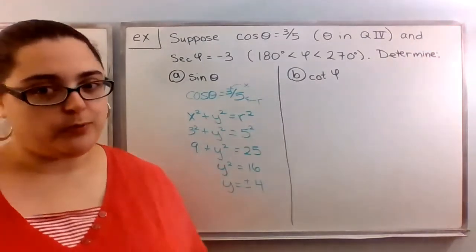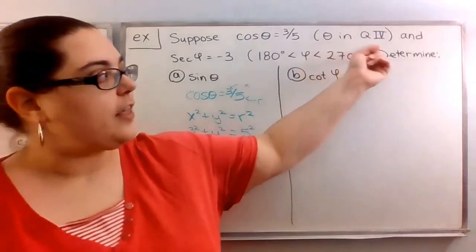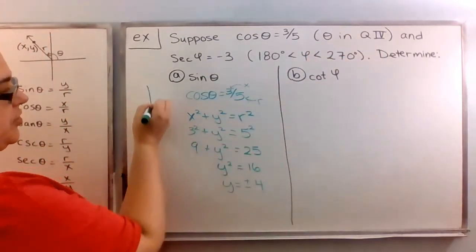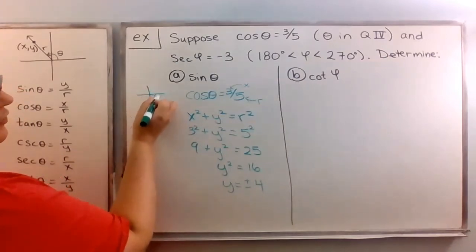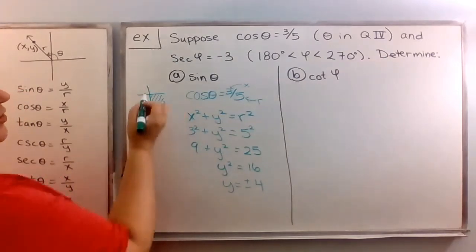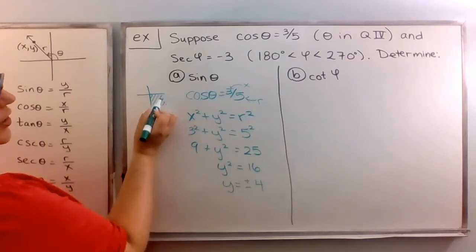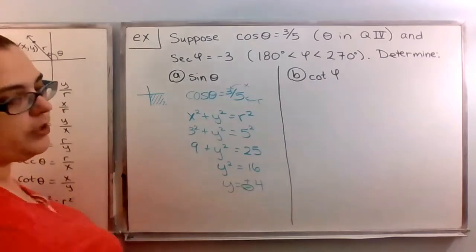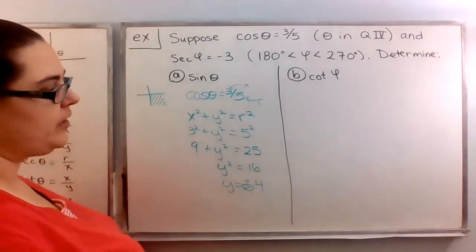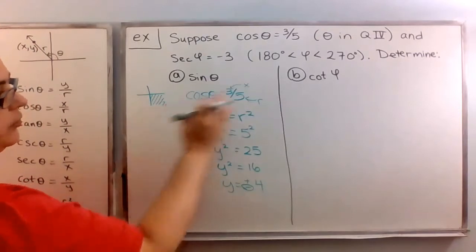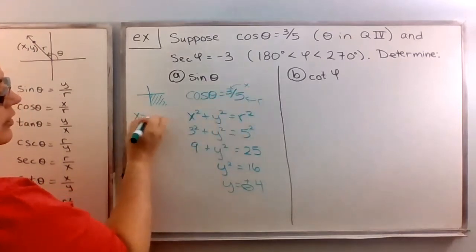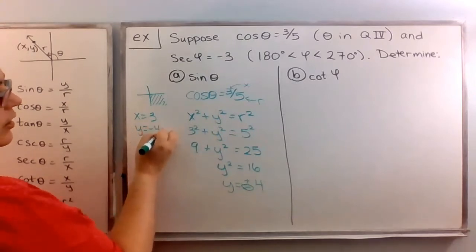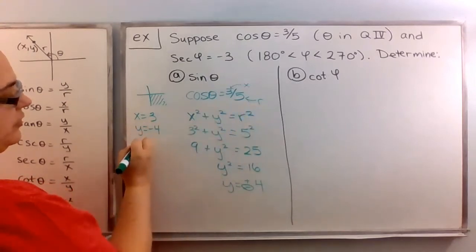So to figure out which one we want, that's why they told us that theta was in the fourth quadrant. So I always like to draw a little side picture here. And we're living in the fourth quadrant. So that means I have a positive x value and a negative y value. So that means we're going to want the -4. So I'm going to summarize over here. We said that x is 3, y is -4, and r is 5.